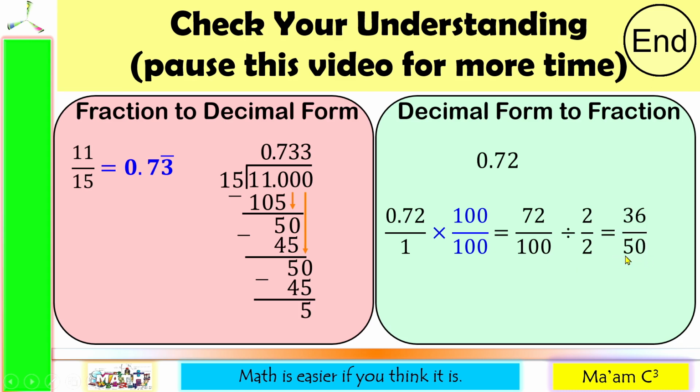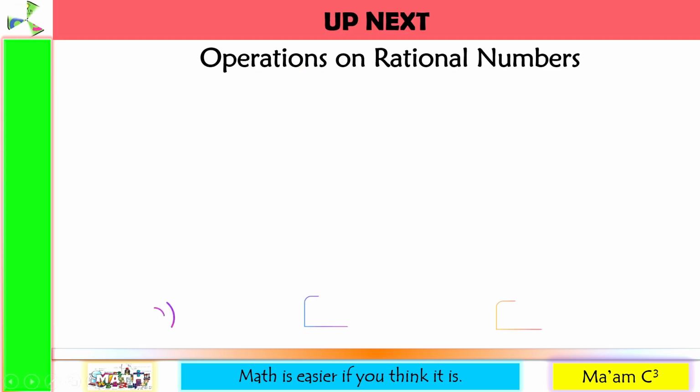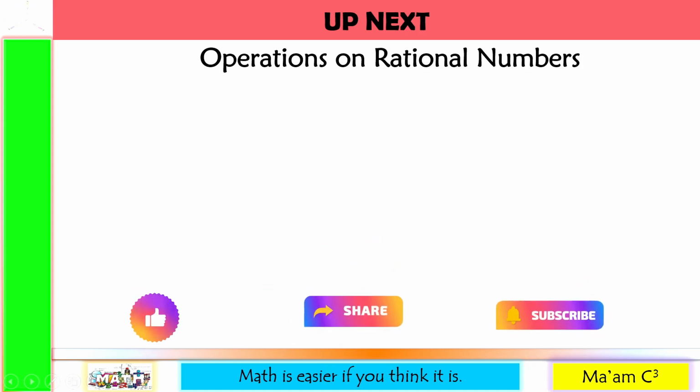Analyze again. Think of a number wherein you can divide both 36 and 50. Again, I can divide this by 2. 36 divided by 2 is 18. 50 divided by 2 is 25. Is there any number wherein I can divide both of these? No more. Therefore, 0.72 is equal to 18 over 25. Guys, our next lesson is operations on rational numbers.